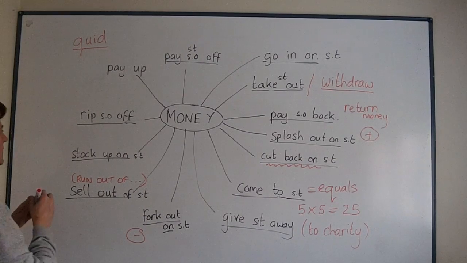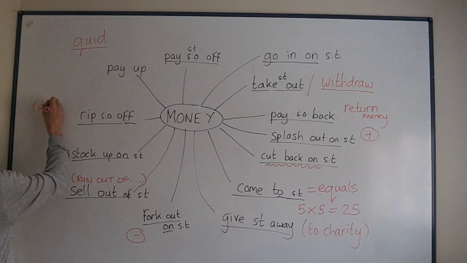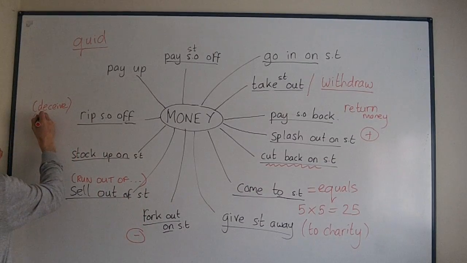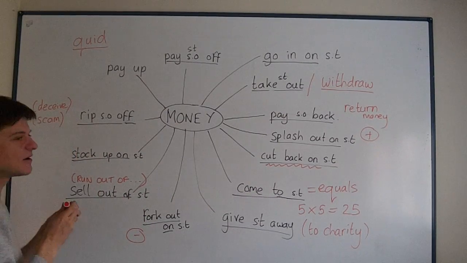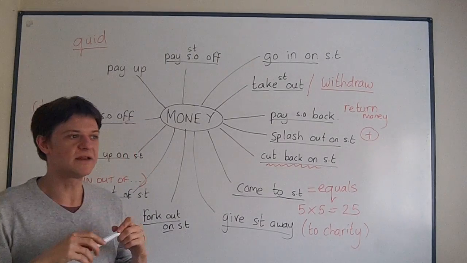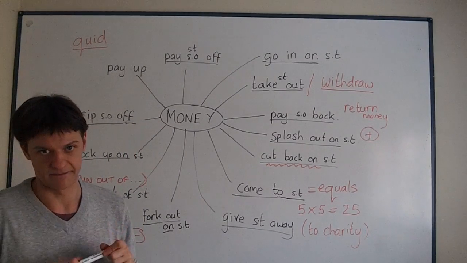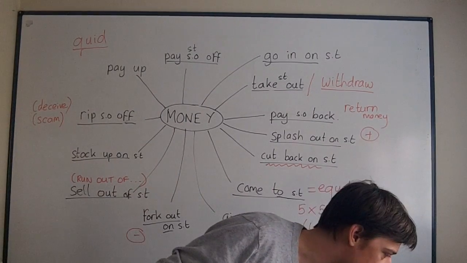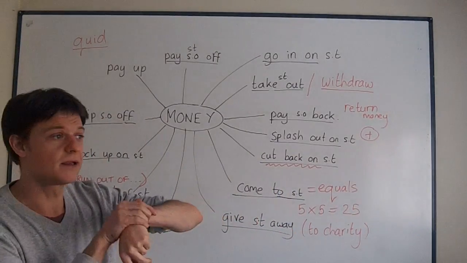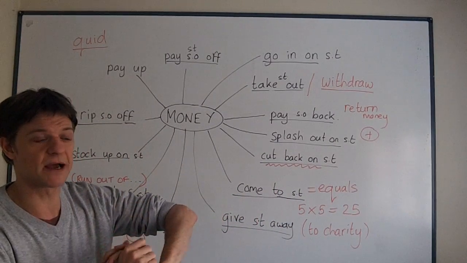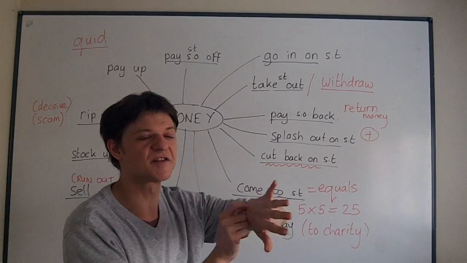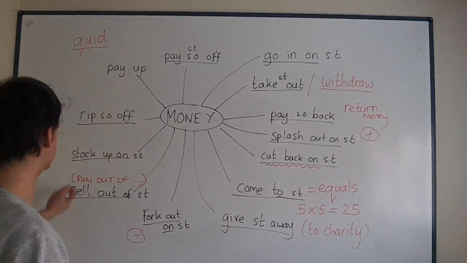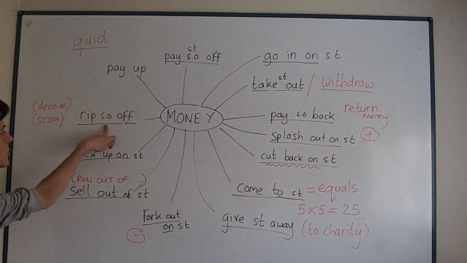Rip someone off now. Deceive. This is very similar to deceive, but financially deceive. Scam would be another word. When somebody rips you off, it means that they cheat you out of money. Maybe you're buying something, a Rolex watch from somebody, and you pay a lot of money, £200, and then you look at it and you understand it's a fake. It's a fake Rolex watch, and you paid the same money as a real one. So the person selling it ripped you off.